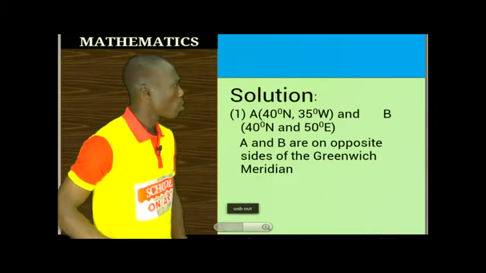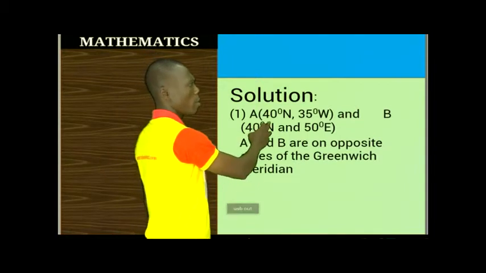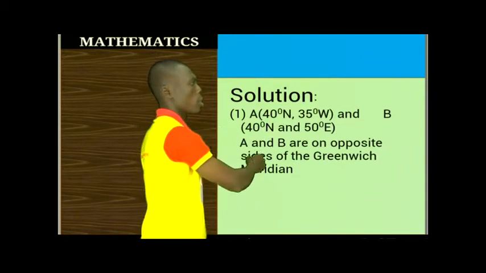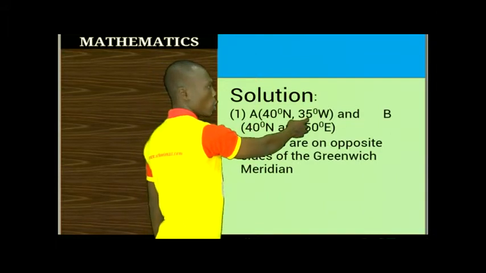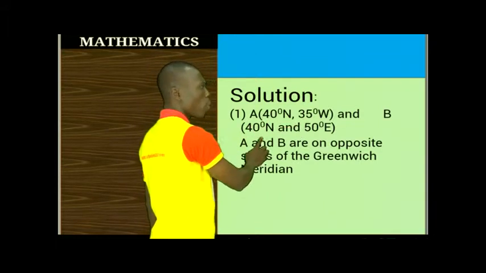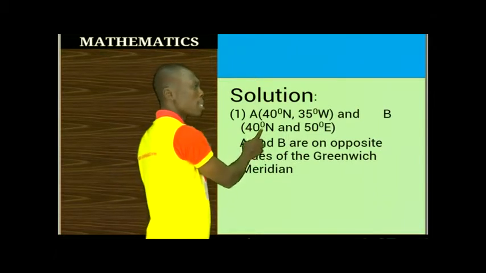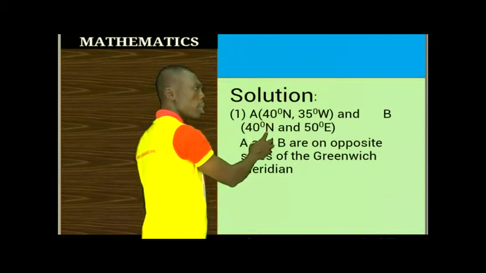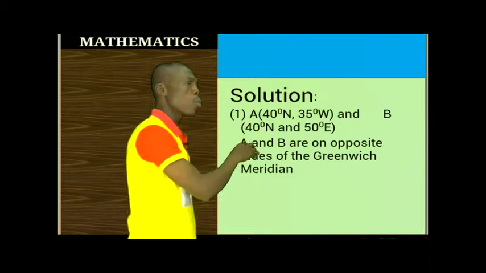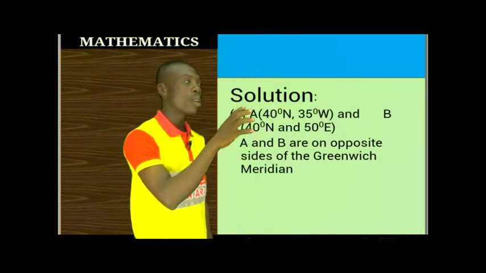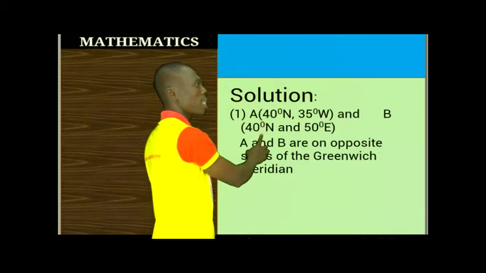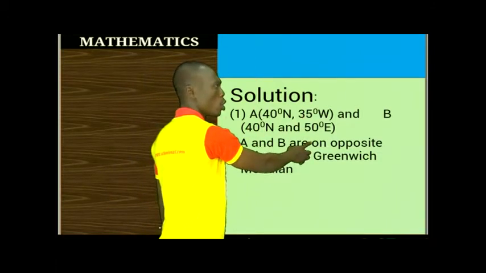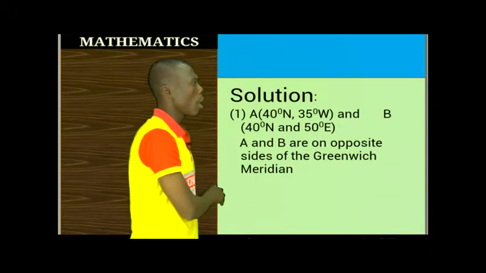Solution. Now, the first point, we have point A, 40 degrees north, 35 degrees west. So that's the latitude, and then we have the longitude as 35 degrees west. And then we have another point B. This one is on the same latitude. Now, in the previous example we took, they were on the same longitude, different latitude. But now, the two of them are on the same latitude, different longitude. So, how do we go about this?